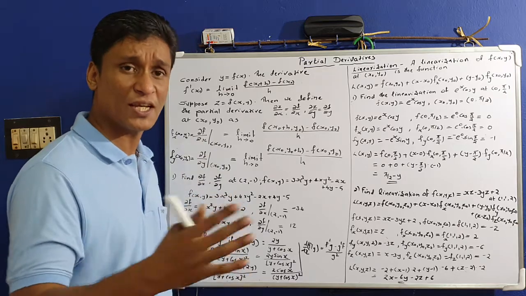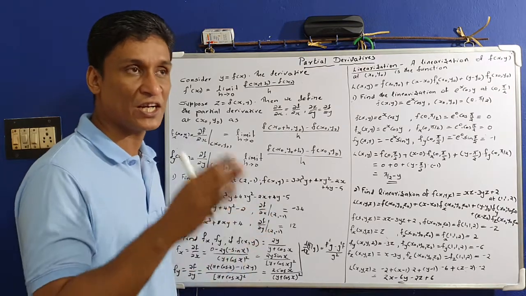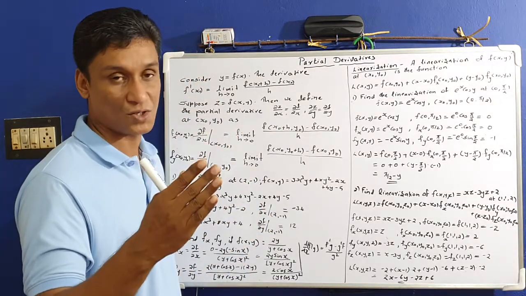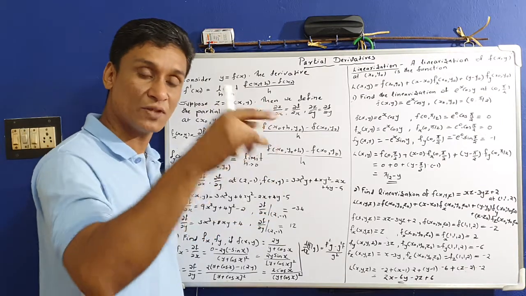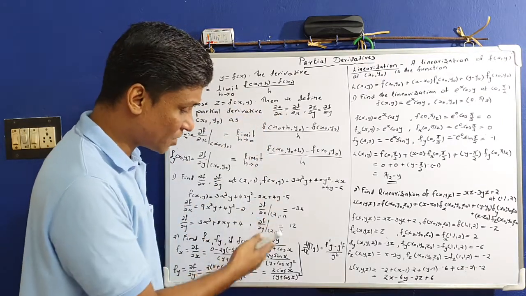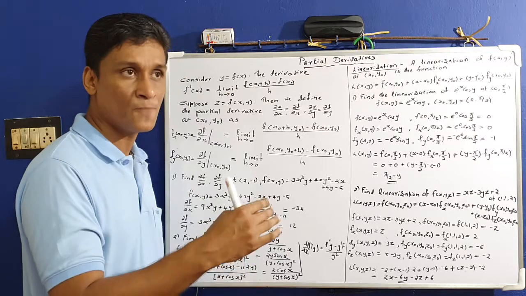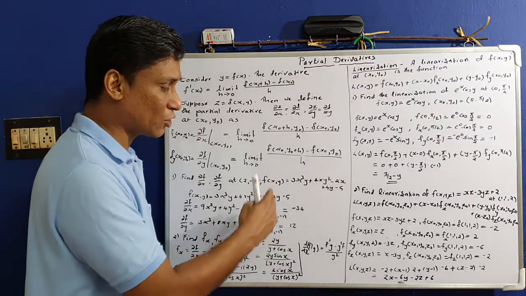Sum rule, product rule, everything can be applied in this case. The only thing is that we keep one variable constant and differentiate the function with respect to the other variable, which is evident from these two problems. These are two simple problems, and actually our topic is not this one.